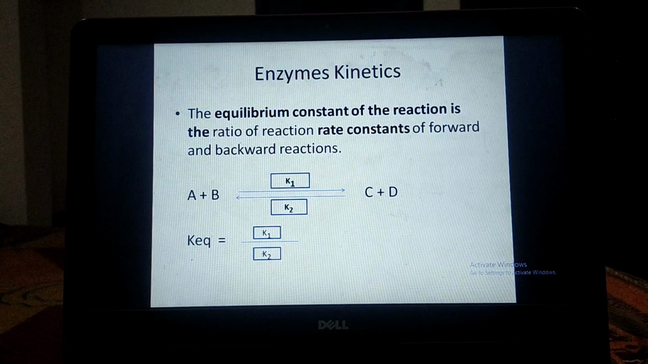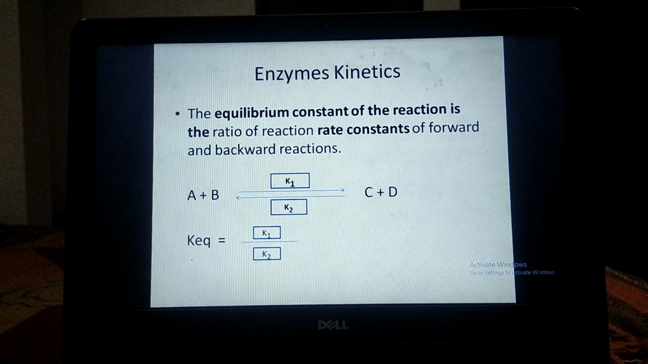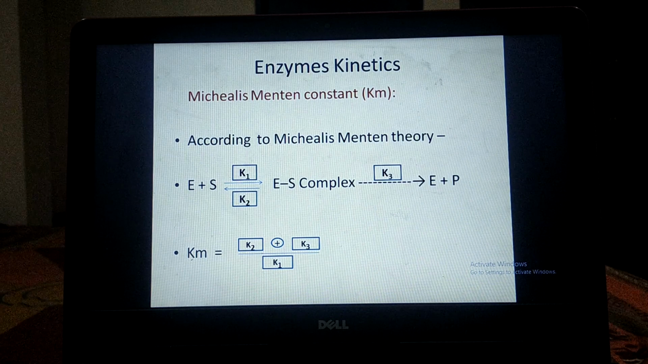Next, come to the equilibrium constant of a reaction. Suppose a reaction in which substrate A plus B is converted into product C plus D. In this reaction, K1 is the rate constant for the forward reaction, whereas K2 is the rate constant for the backward reaction. At equilibrium, all of us know that the rate of forward reaction is equal to the rate of backward reaction. So the equilibrium constant is given as a ratio of the rate of forward reaction to the rate of backward reaction, that is K1 by K2. Now we will see one more constant, that is the Michaelis-Menten constant, denoted by Km.